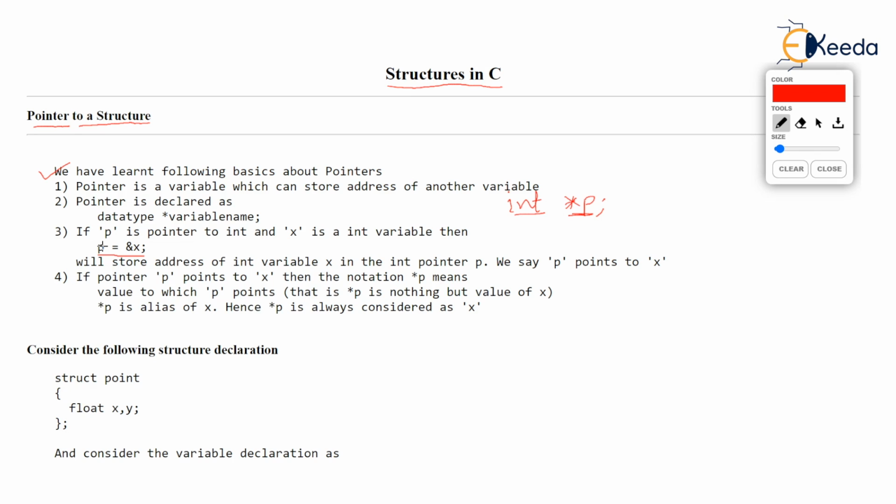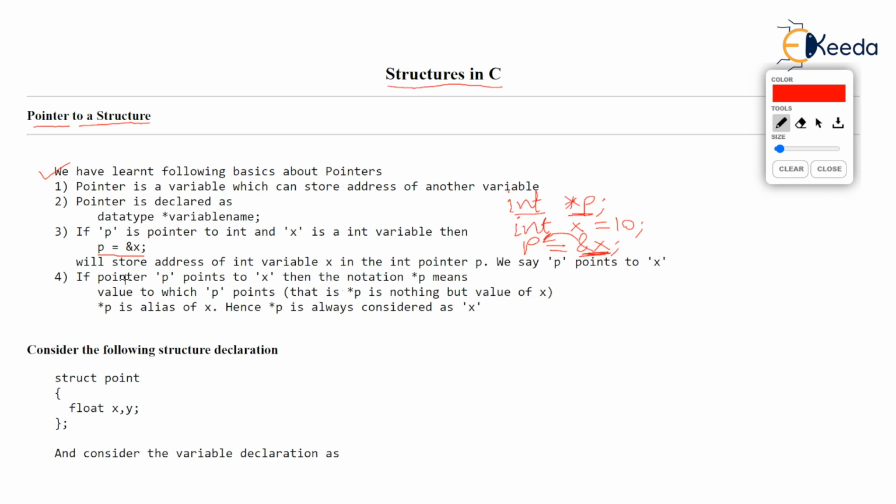So suppose in my program, I am having an integer variable x whose value is 10 and we say p is equal to ampersand x, then whatever is the address of x, maybe x is stored at address 100, then that address will be stored by the pointer p. And we say the pointer p points to x. We say p points to x or p stores address of x.